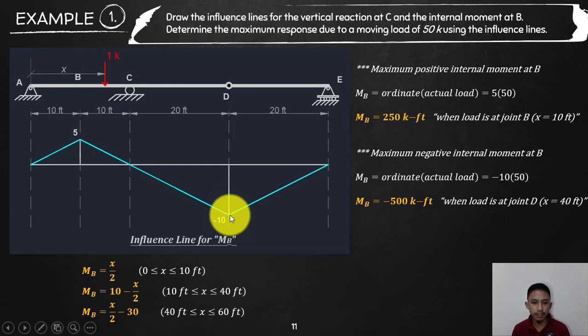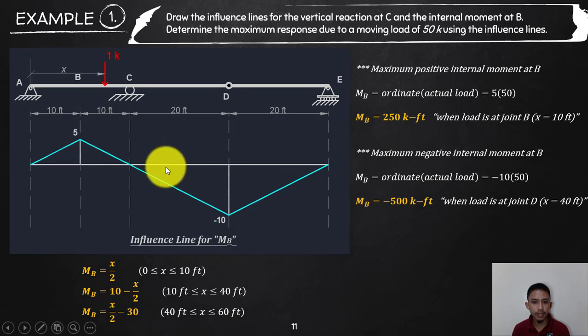We will now be having a negative 10, connected by a straight line, that is the influence line from B to D. And then finally, the third equation, if x is 40 to 60, that is D to E. So substitute 40, so 40 divided by 2 is 20 minus 30 is negative 10 still, so that will connect. And finally, 60, so 60 divided by 2 is 30 minus 30 will make it 0. So connecting these three lines, we will have your influence line.